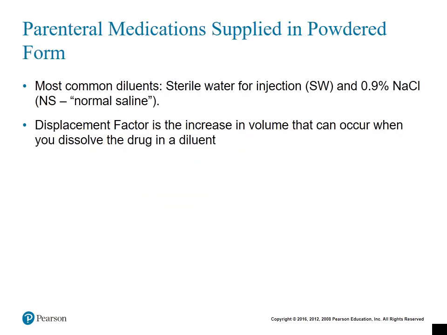The most common diluents that you're going to work with are sterile water for injection, or SW, and 9/10% sodium chloride, NS, or normal saline. Now, when you add the liquid to the powder, there's what's called a displacement factor, and this doesn't always change the volume, but sometimes it does. So when you add the liquid, there could be an increase in the volume in the vial that occurs when you dissolve the drug into that diluent, into that liquid. And so this increase in volume is called a displacement factor.